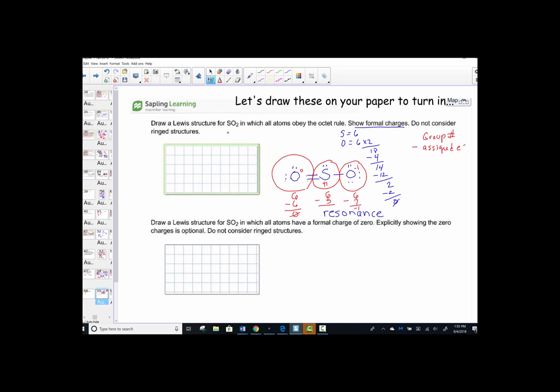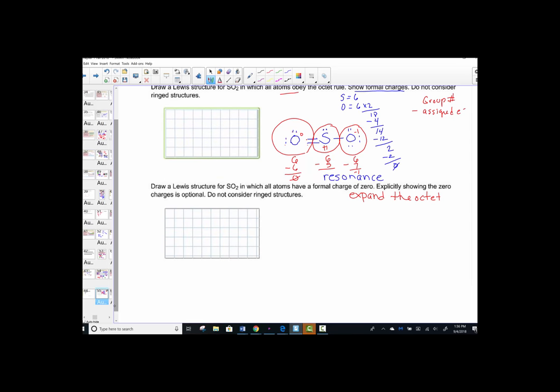I have drawn and obeyed the octet rule, but now I'm noticing there's formal charges on two of the atoms. If I can expand the octet, and remember the criteria, does sulfur live in period three or below? Because I have to have a period three element in order to have d orbitals available for expansion. And the answer is yes. I can expand the octet and hybridize. So I'm going to expand the octet to alleviate the formal charge. If you can get rid of the formal charge by expanding the octet, do so. So let me redraw.